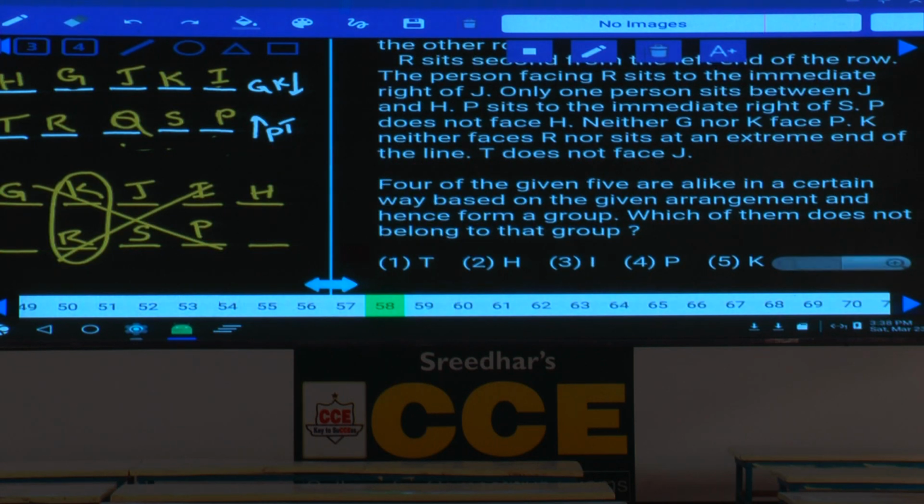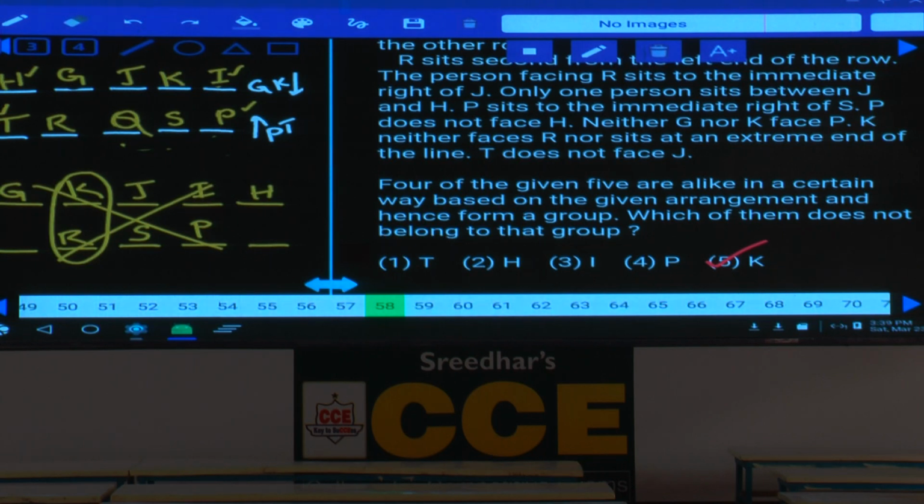Next one, question number 93: 4 of the following 5 is nothing but an odd man out. T is here, H is here, and I and P. These 4 persons are at the ends of these rows, whereas K is not at any end of this row, choice 5.